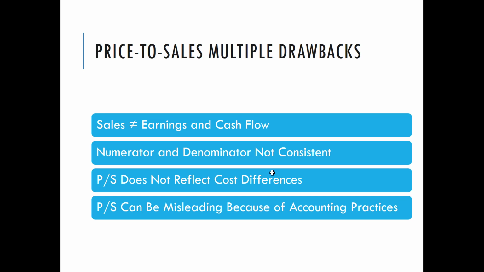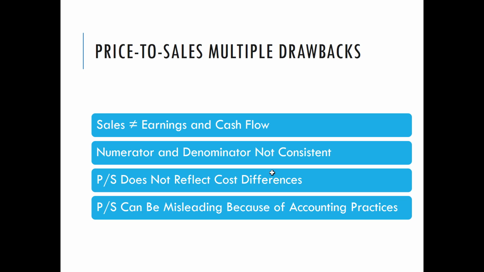So if I'm going to be looking at comparable firms and looking at their multiples based on their sales, those multiples are going to be reflecting their cost differences. So some of them have very good expense management, which means that they have a higher multiple. Others have bad expense management.